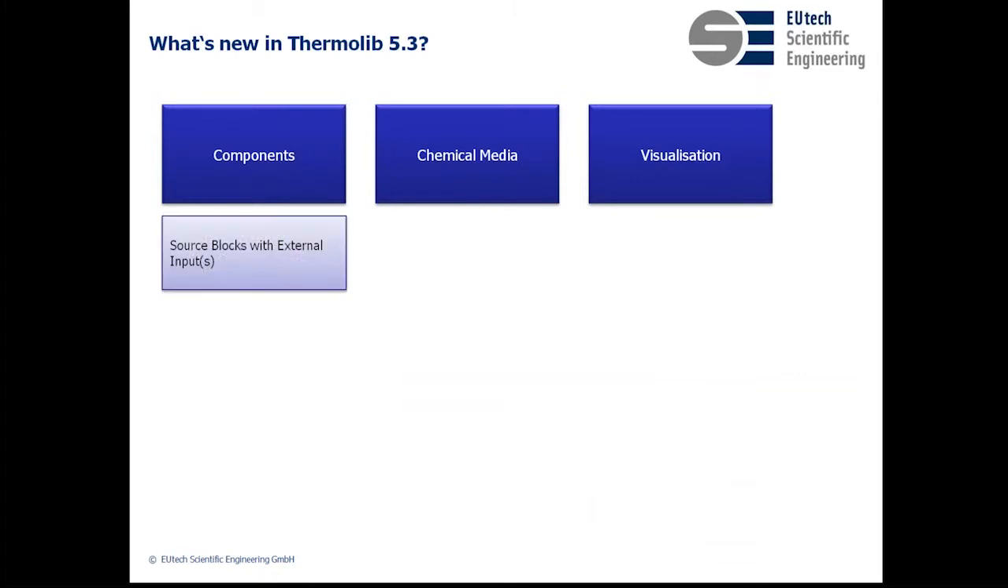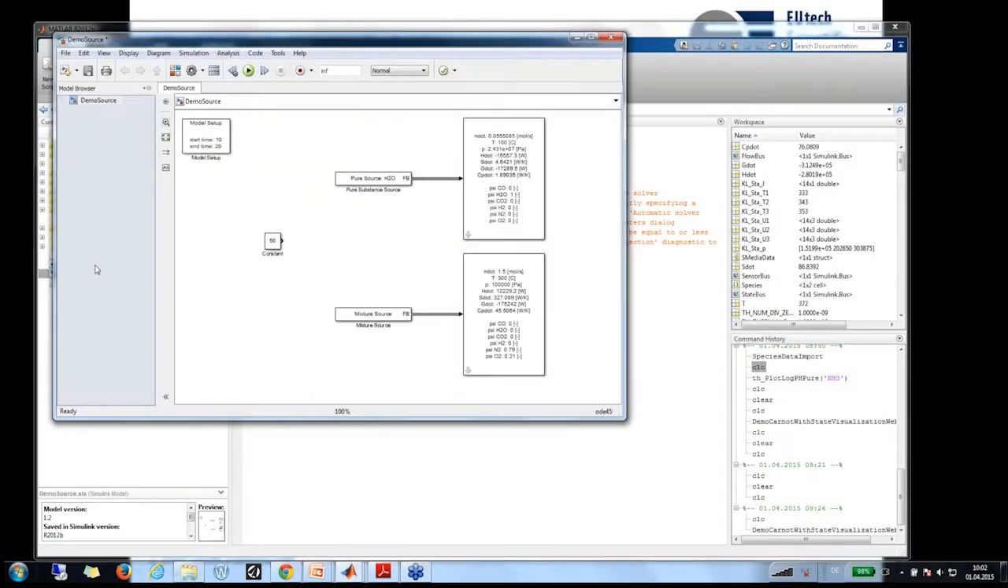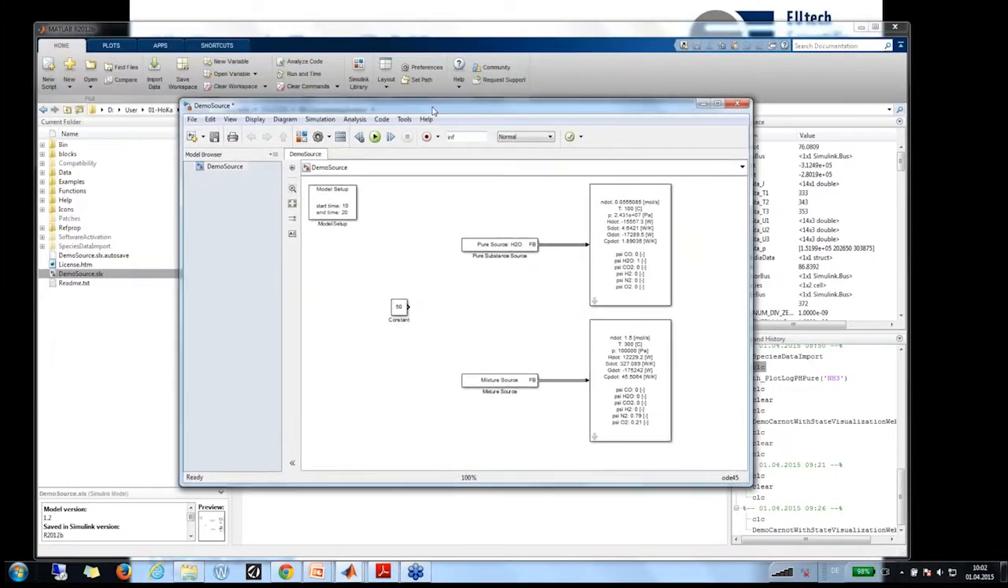So first, let's start with the components. We improved on the source blocks in Thermolib in that you can add external inputs. For that, I'm going to jump directly to MATLAB. So I prepared here a small demo model. So this is probably what you already know from Thermolib. You have two source blocks, one of a pure substance source and one of a mixture source.